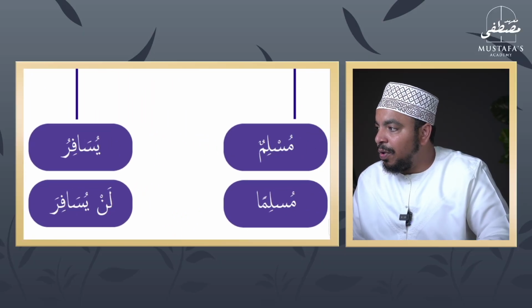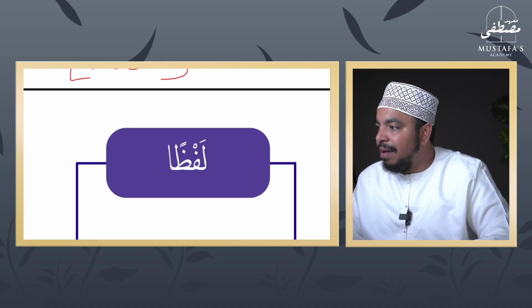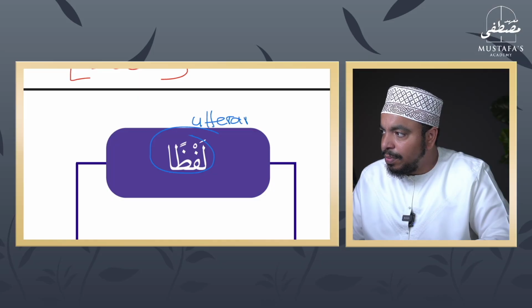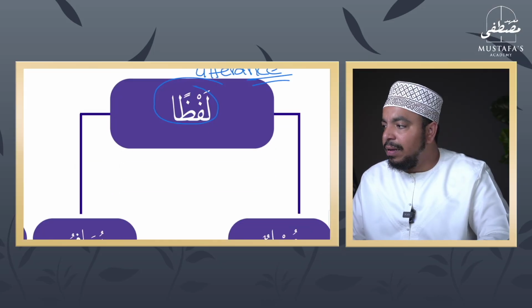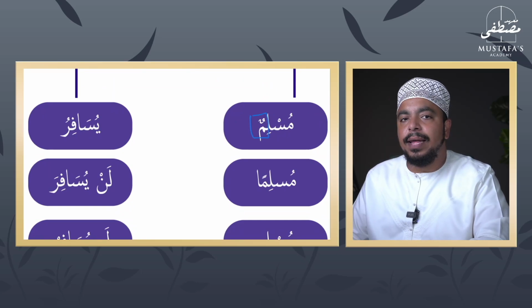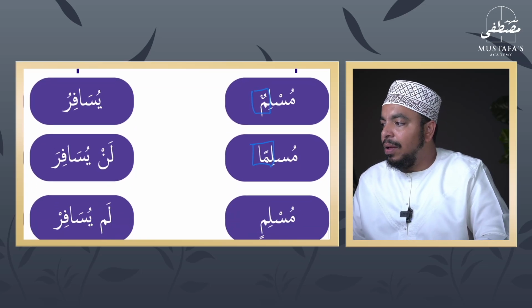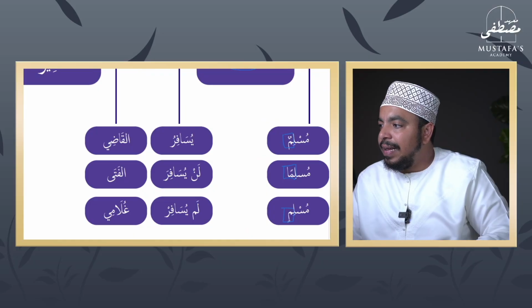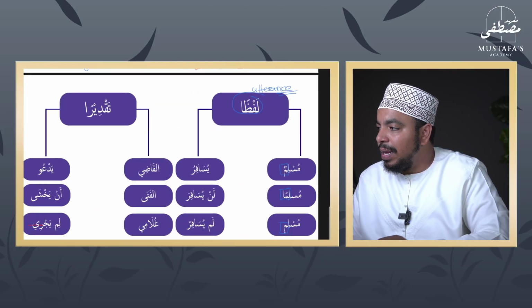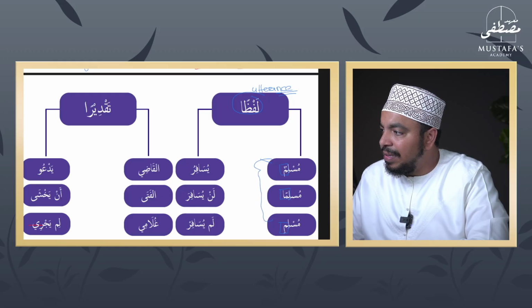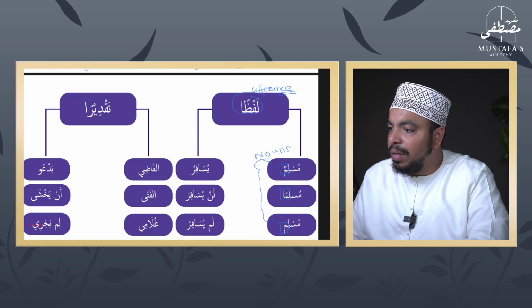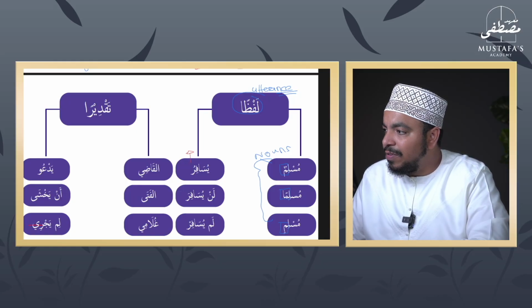Muslimun. Let me just zoom this in for you. Look. Muslimun. By the way, this is lafdhan, by utterance. You utter at the ending. Muslimun. Muslimun. Musliman. Muslimin. So this side here is the noun, isn't it? These are the nouns. Let me just change my color to red. And this side here is the verbs. We're specifically focusing on nouns and verbs.